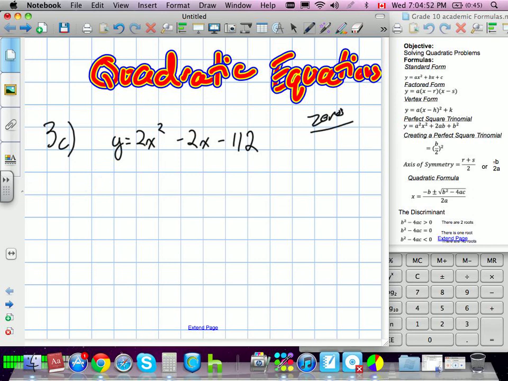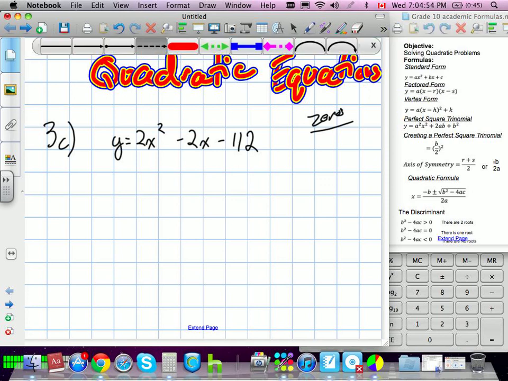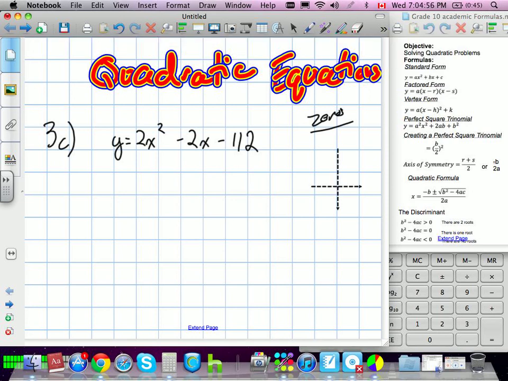And what they're talking about, we sketch a little graph here. So we have a graph like this. The zeros are where the parabola crosses the x-axis. That's what they're talking about.